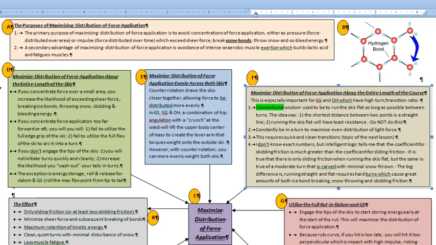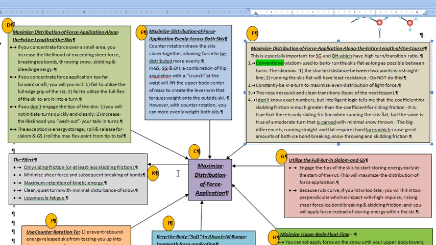So the goal here is to maximize distribution of force application. These are each ways of doing this, and these are the beneficial effects. So we'll go through these one at a time. One thing you want to do is maximize distribution of force application along the entire length of the ski. Don't ski on your tails, because if you concentrate force over a small area, you increase the likelihood of exceeding shear force, breaking ice bonds, throwing snow, skidding, and thus bleeding energy.